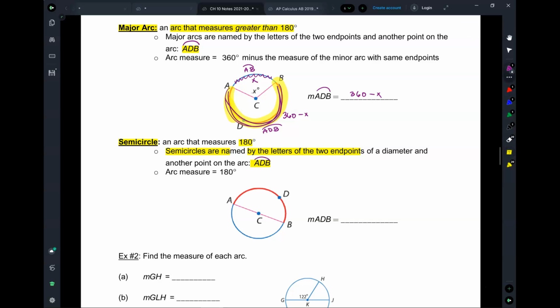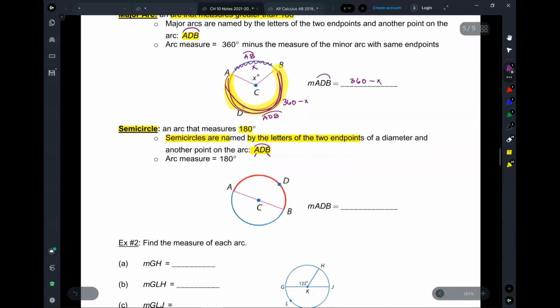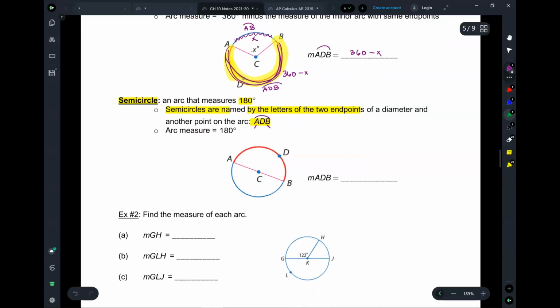However, the difference is these two are the 2 endpoints of the diameter. And if it's 180 degrees, then that's a semicircle. So in this case, what is the measure of arc ADB? Well, look at the central angle here. The central angle is a straight line. It's 180 degrees. It's the diameter. That means the arc associated with it is also 180 degrees.